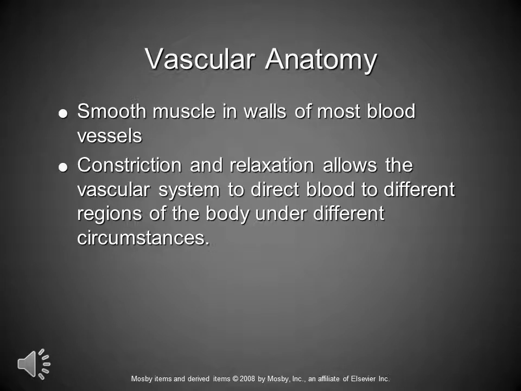There is smooth muscle in the wall of most blood vessels, certainly more in many arterioles than in any other. Constriction and relaxation allows the vascular system to direct blood to different regions of the body under different circumstances and in response to different needs. It is fairly easy to shuffle blood around from one area to the other, cut off circulation or limit circulation to one area, increase it to another. Depends on what's going on in the body, what the needs are, what the circumstances are.